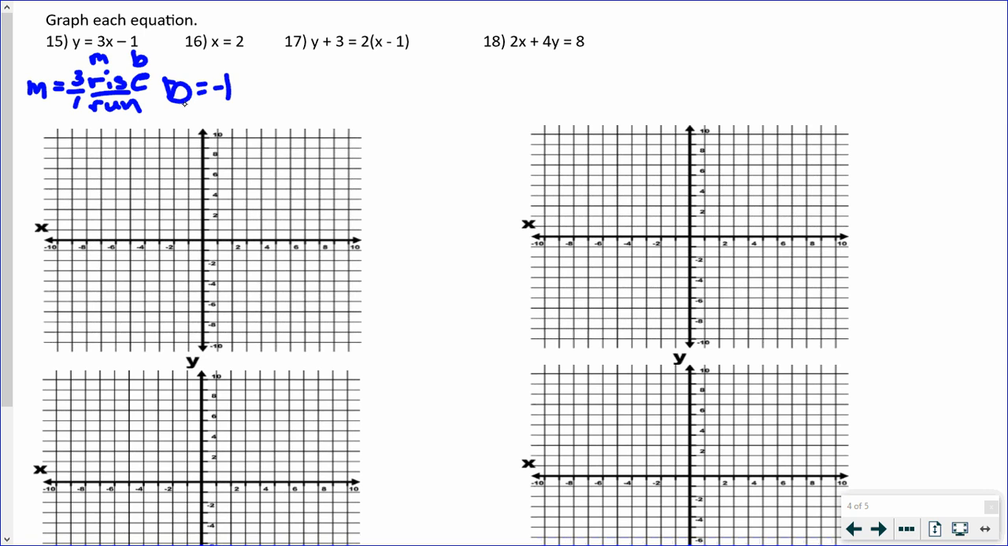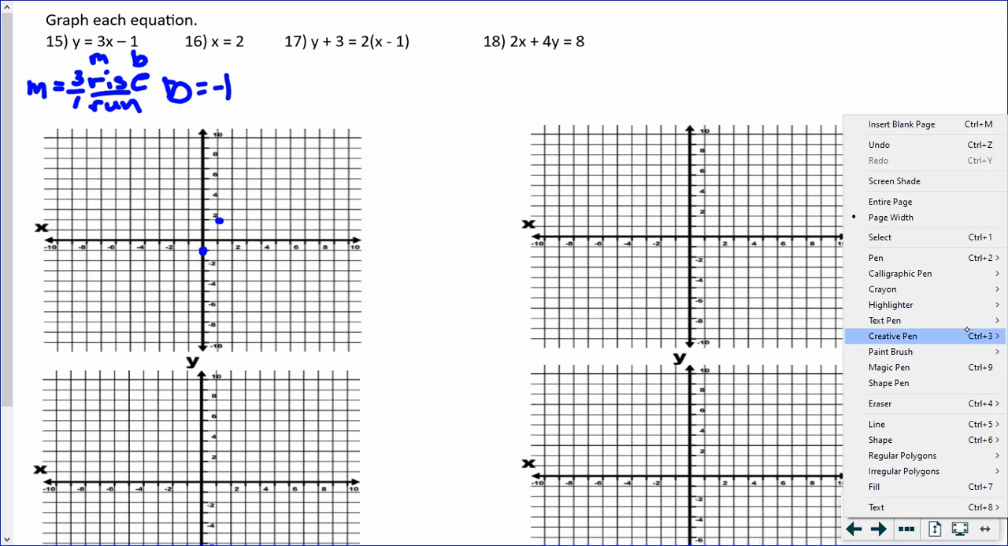So what you want to do is graph the y-intercept first, crosses the y-axis at -1, and then you want to do rise over run. So I rise 3, 1, 2, 3, and I run 1. And now do I run to the right one or to the left one? It's a positive slope, so I know the line needs to lean to the right. So 1, 2, 3, and then 1. And then you just draw a line through this.